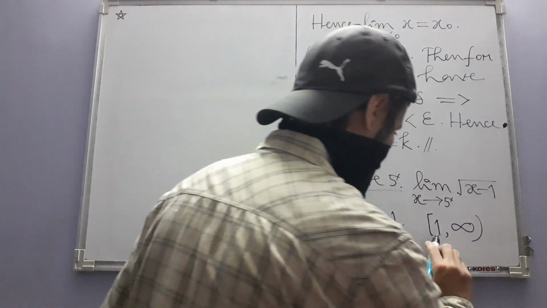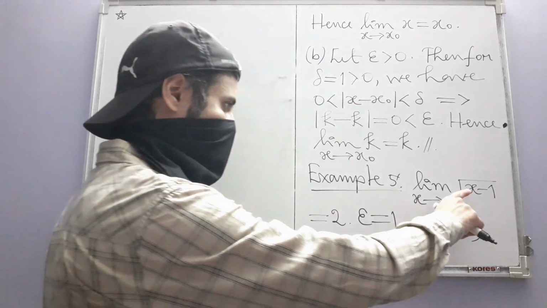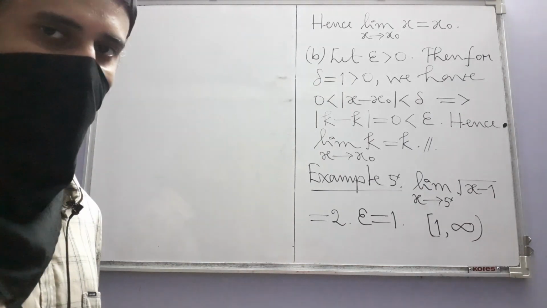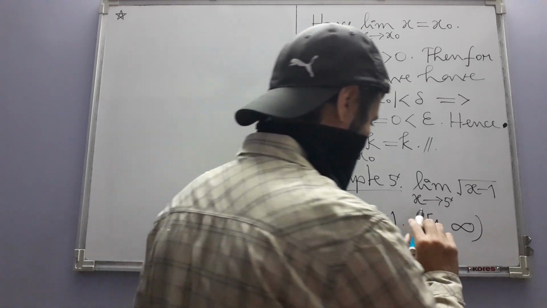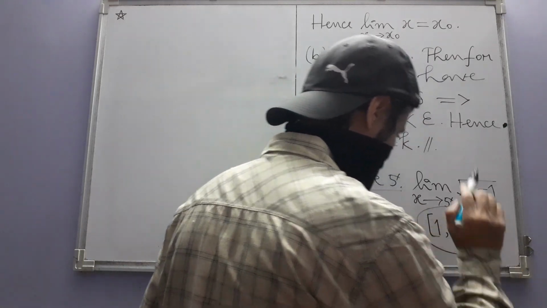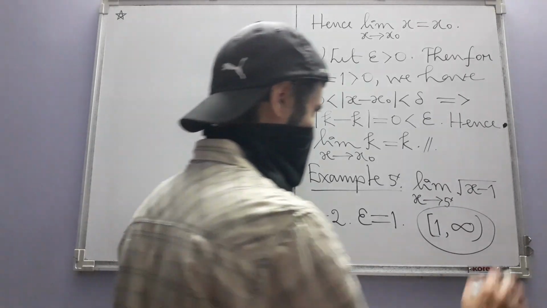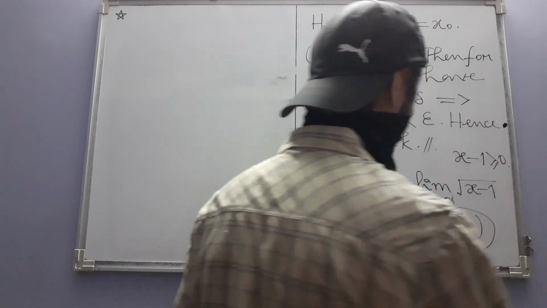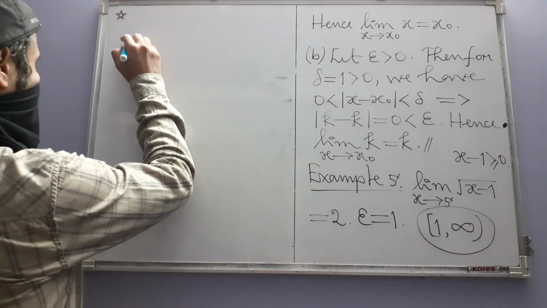You cannot make x less than 1, because then you will have a negative real number inside the radical, and that will not be a real number. So x has to be at least 1. So it's understood that x is coming from this set, and as a result x minus 1 is a non-negative real number. So with that understanding, let us start our calculation.